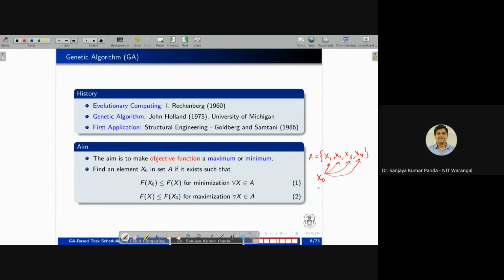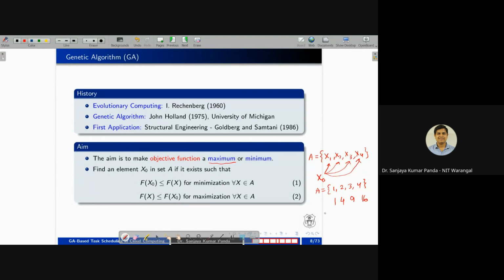For example, let us take a numeric example. Let A be 1, 2, 3, and 4, and you want to find the square of the number. First you take x0 equal to x1, then x0 is x2, x0 is x3, x0 is x4. I put these in the function which I want to maximize. Suppose our objective is to maximize. So 1 square gives 1, 2 square gives 4, 3 square gives 9, and 4 square gives 16.